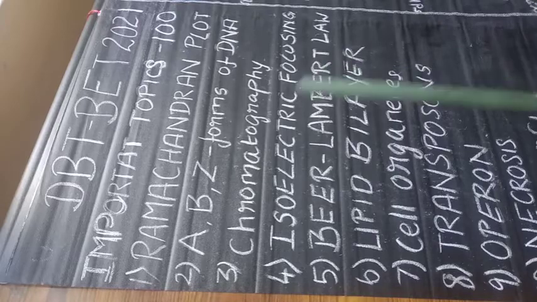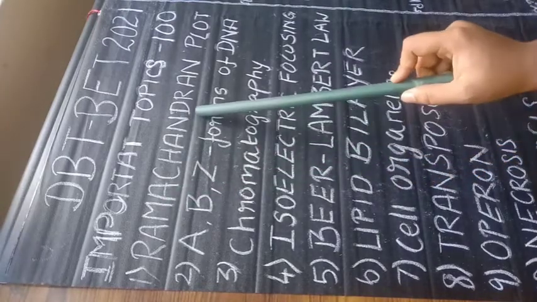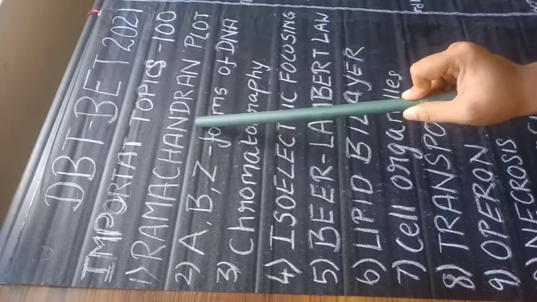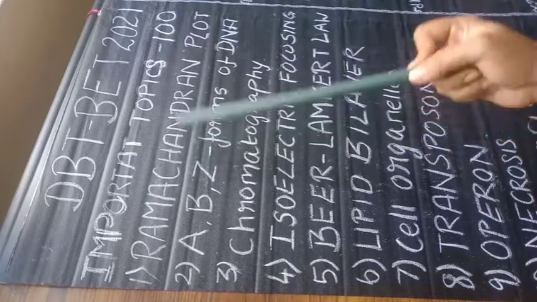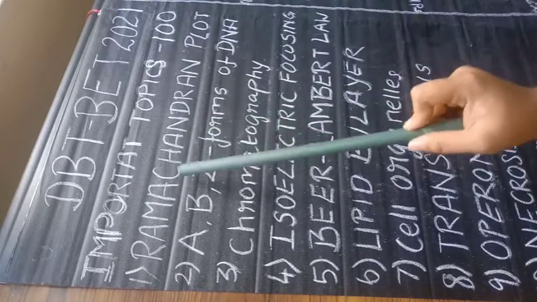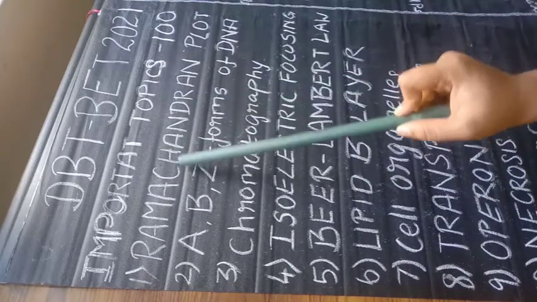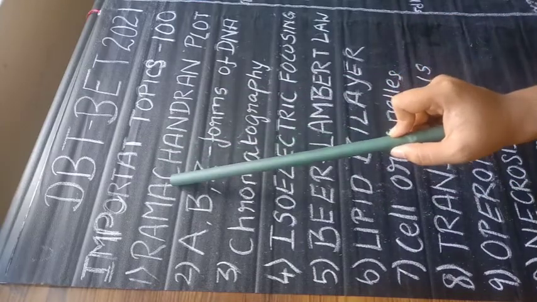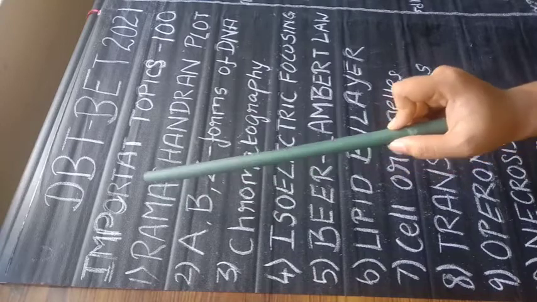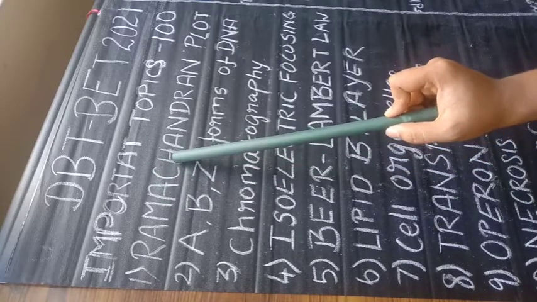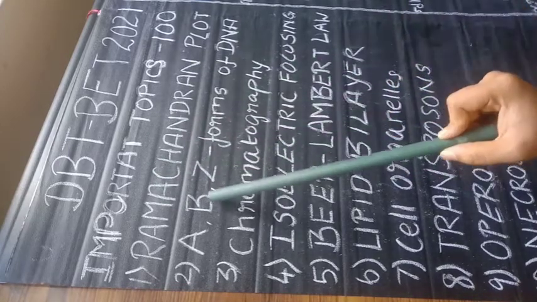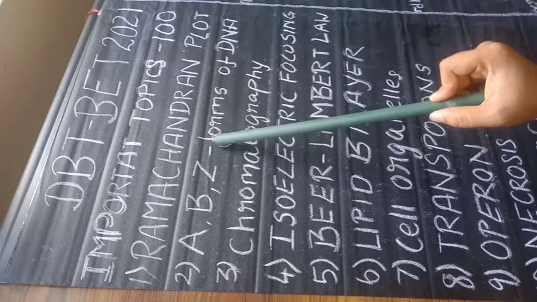Please watch, friends. So the first topic is the Ramachandran plot. In this Ramachandran plot, you should study about the psi angle, phi angle, omega angle, and what are the allowed region and disallowed region in the Ramachandran plot. You can refer to the Lehninger book for it, friends, because it has only one page where you can extract more knowledge about this Ramachandran plot.